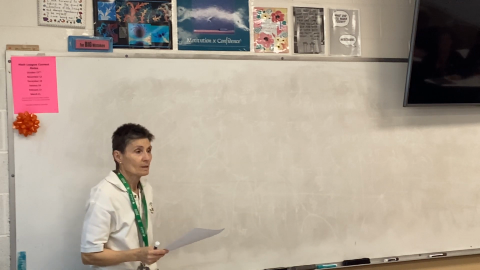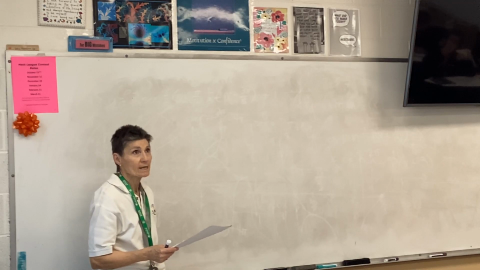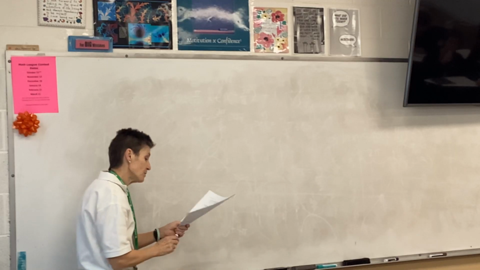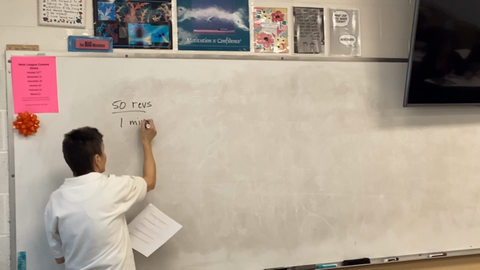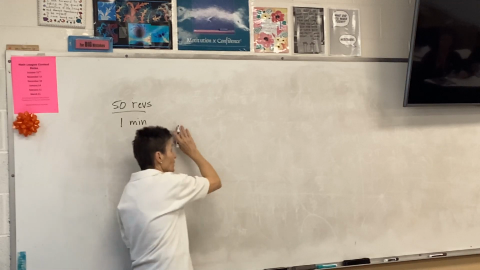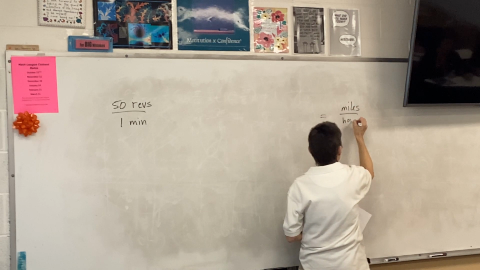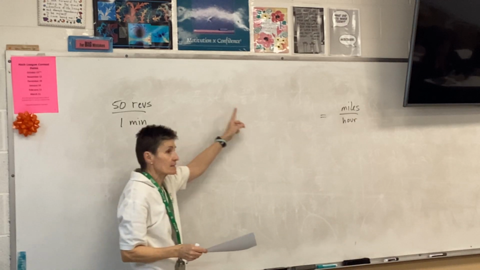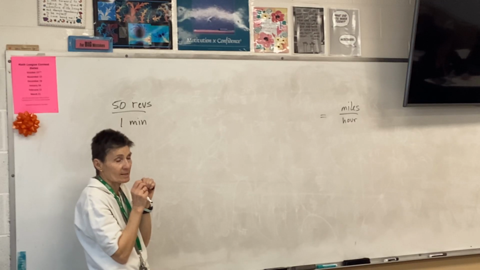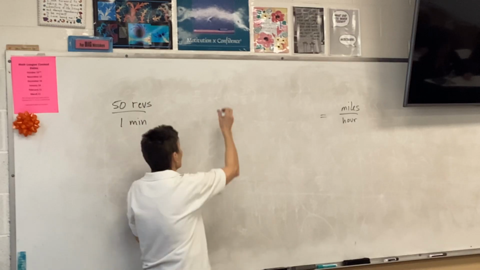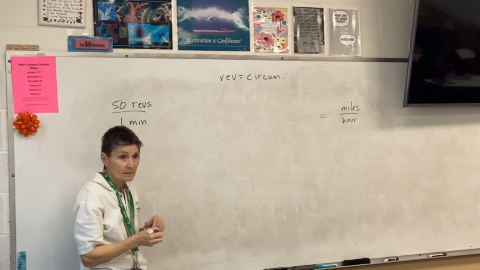All right, so this is one of those stoichiometry type things. So here we go. What do I know? 50 revolutions in 1 minute. That is what I know. I'm gonna do whatever I do and end up with miles per hour. The order that I do that stuff is totally irrelevant. The step that's gonna catch us is that we have to remember that a revolution is a circumference. So 2 pi r is a revolution.